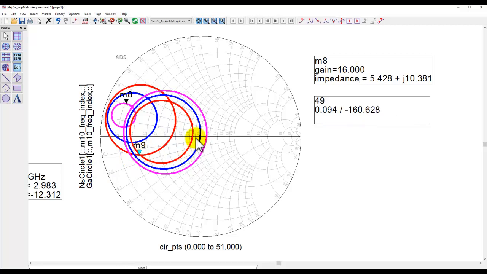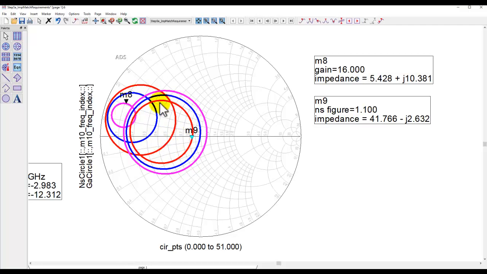Similarly, there are three noise circles here, and the outermost noise circle is the poorest of them. It's 1.3 dB noise figure, and you can see all the impedances you can present to your device in order to obtain 1.3 dB noise figure. Similarly, the better noise figure you want, the fewer choices you have. So I can even go further down and look at a more optimum noise figure.